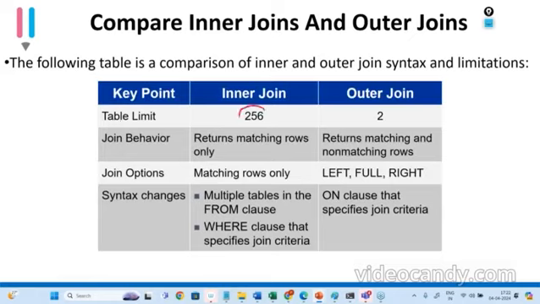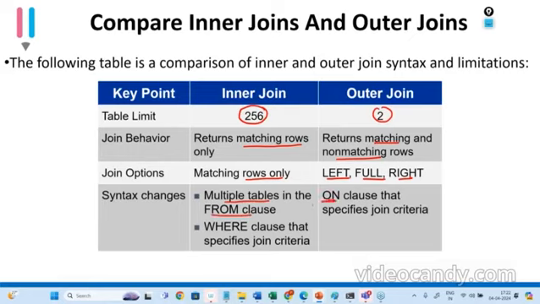Table limit here in inner join you can join up to 256, but here 2. Here you will get only the matching rows. Here you get matching as well as non-matching rows. Here you get matching rows value only. Here you get left value, full value, and right value. Here you can combine multiple tables by using from clause.